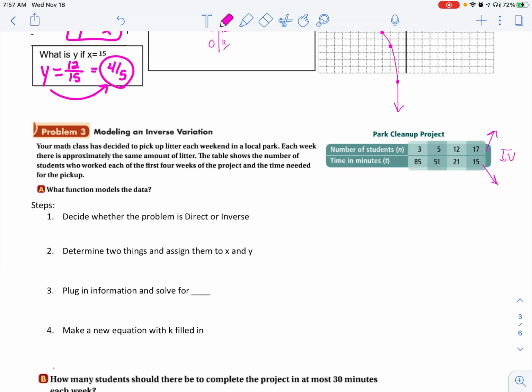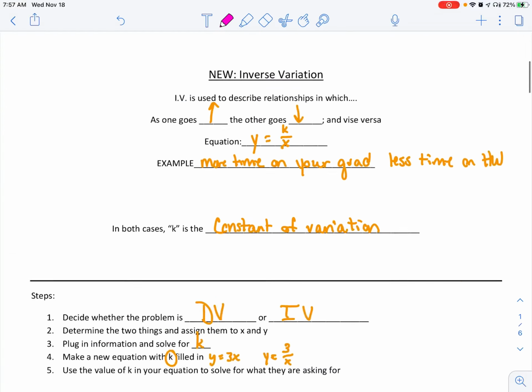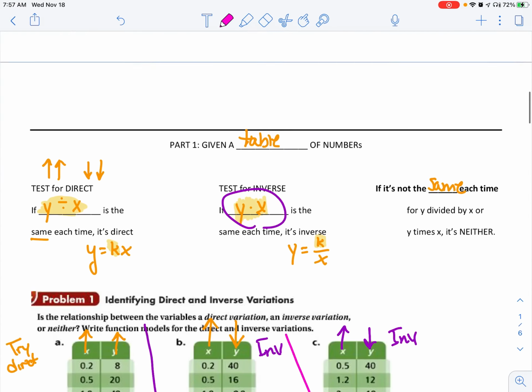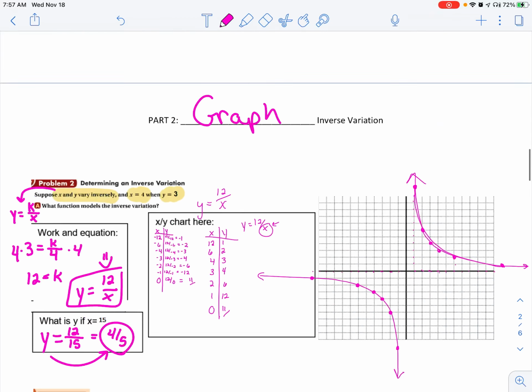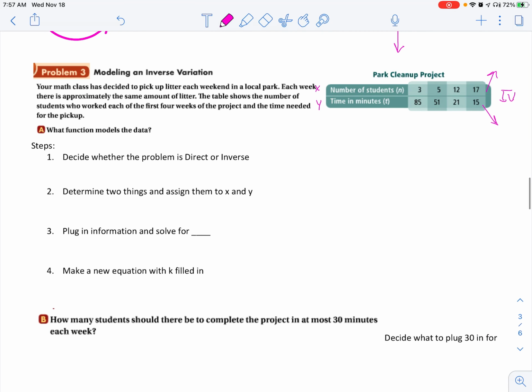So I take my y's. This is essentially my x's. This is essentially my y's. And I divide by my x's. Nope, that's the wrong way. Maybe I need to review. Where's that at? Here it is. The test for inverse is I take my y's and I multiply by my x's. Don't worry, you're in good hands. So 85 times 3, 51 times 5, 21 times 12, 15 times 17.